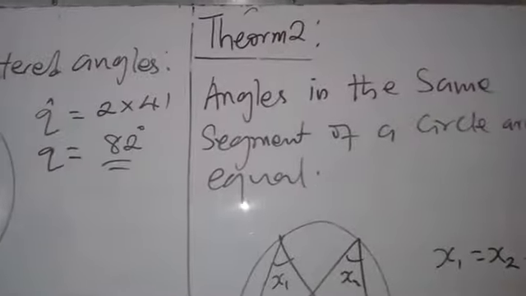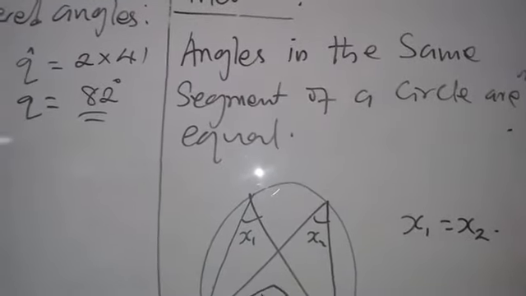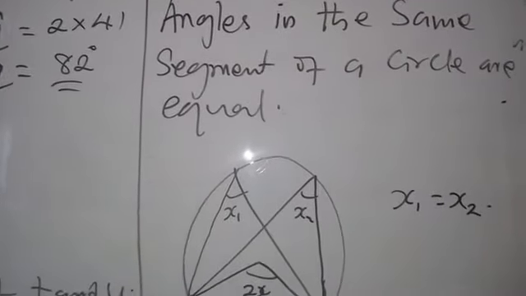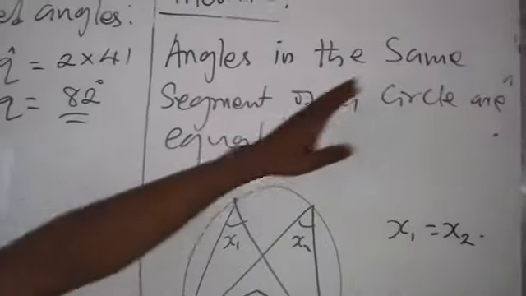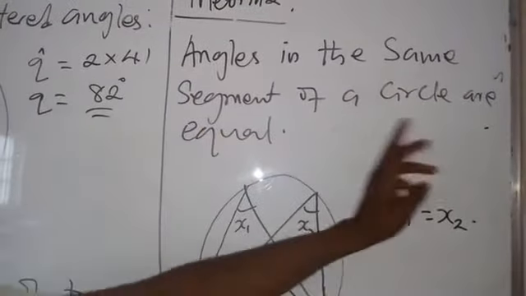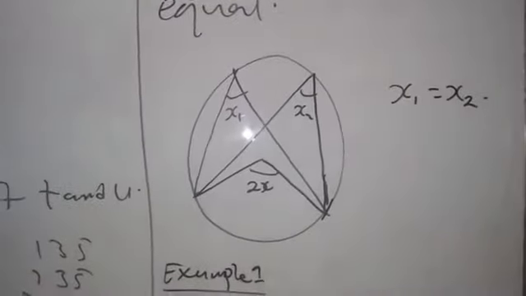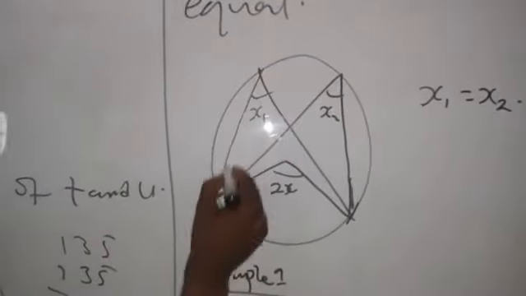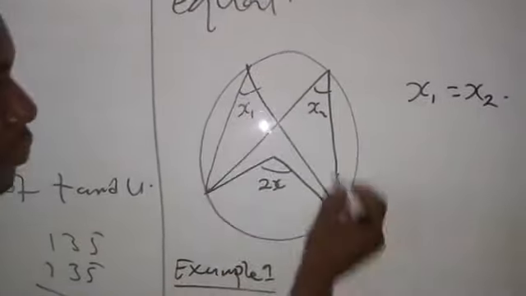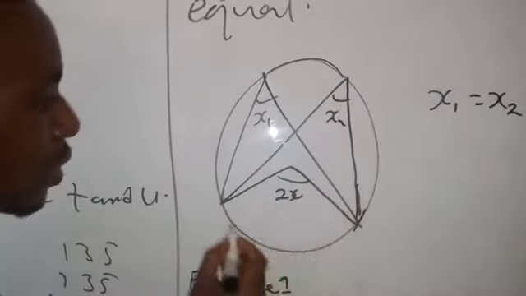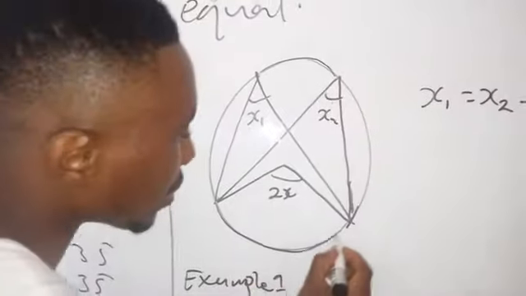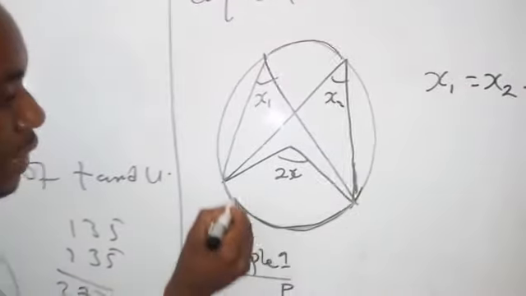Theorem 2. We have so many other questions on Theorem 1, but we are coming to that later. Theorem 2 says angles in the same segment of a circle are equal. Angles in the same segment of a circle are equal. So look at this. Now look at S1 and S2. They are in the same segment. Now this is the segment in which they are coming. This is the arc from which they are coming out.